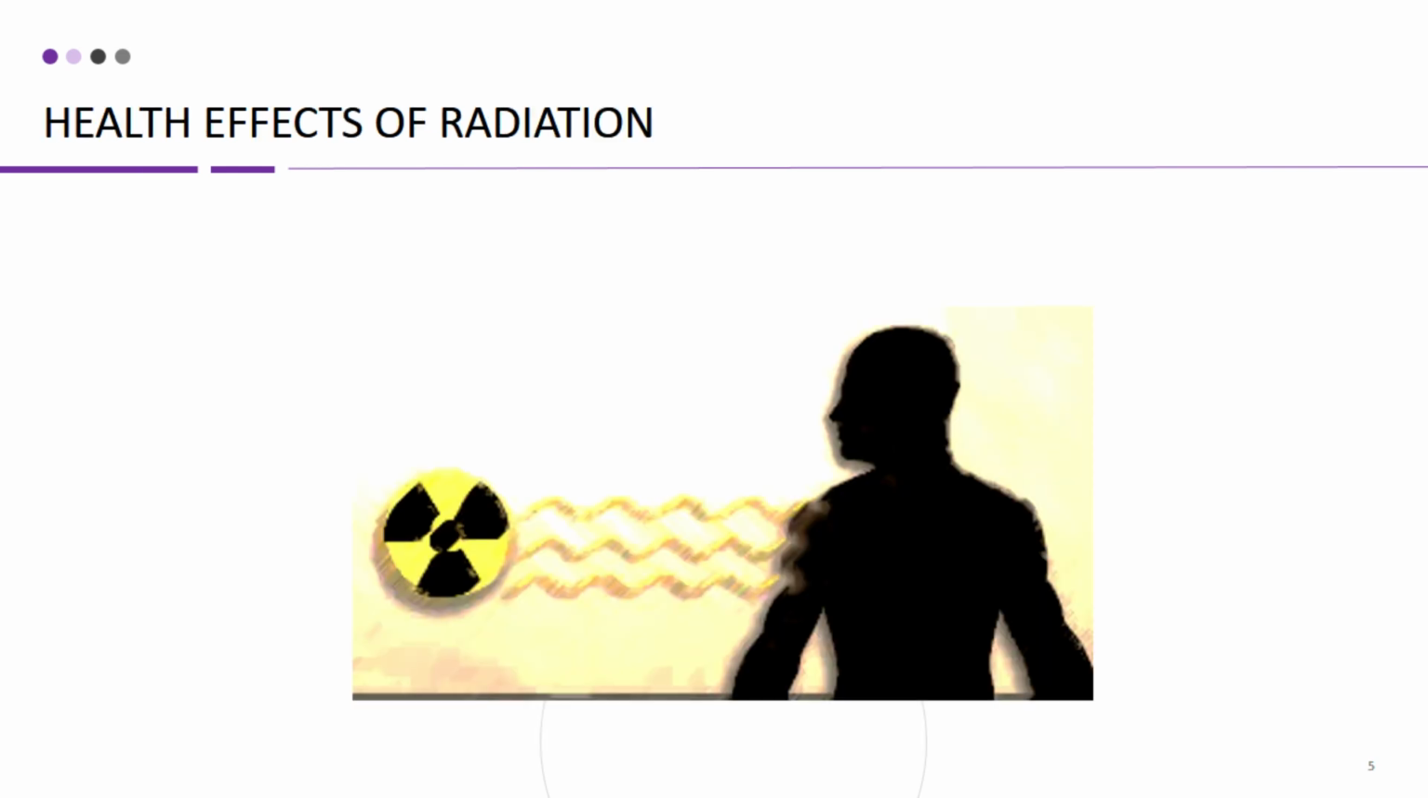Radiation exposure can have both short-term and long-term health effects on the human body. The severity of these effects depends on a number of factors, including the type and amount of radiation exposure, the duration of exposure, and the age and health of the individual. Short-term effects of radiation exposure can include skin burns, radiation sickness, and increased risk of infection due to damage to the immune system. Symptoms of radiation sickness can include nausea, vomiting, diarrhea, and fatigue. In severe cases, radiation sickness can lead to death.